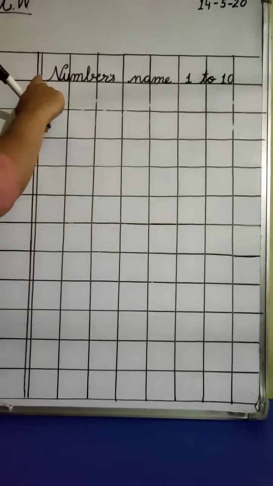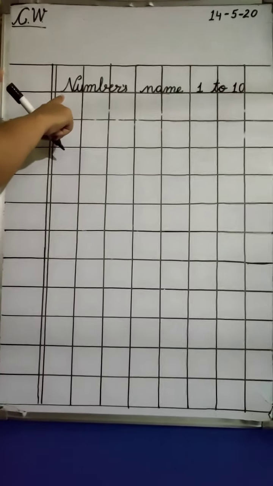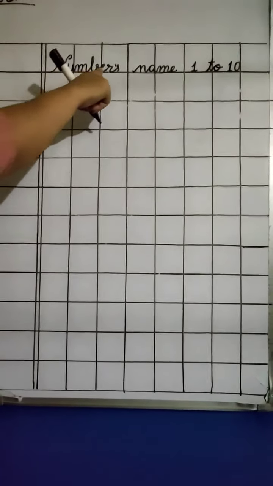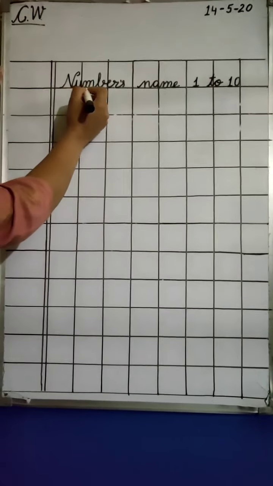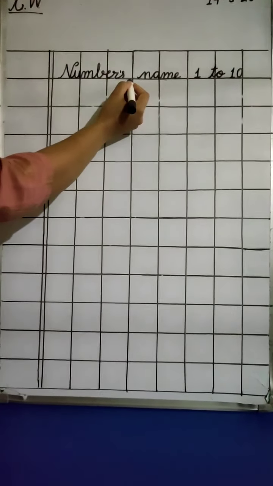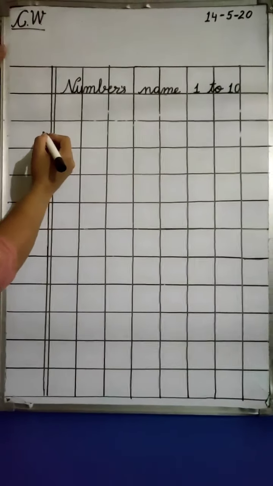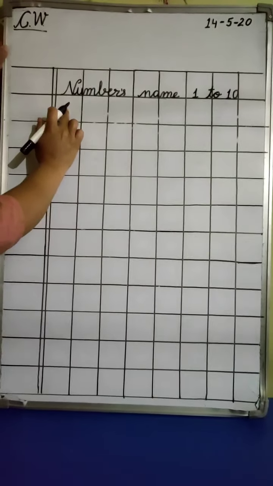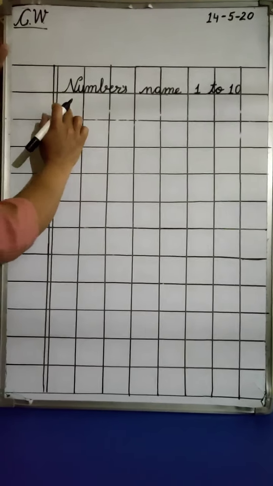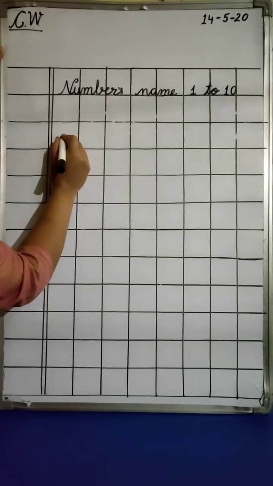This is the box, and this is another box. And how I am writing English words in the maths notebook, you are to write like as. Okay, you will use the down line of the box. You will touch numbers with the down line. Okay, let's start. Numbers name 1 to 10, and now you will leave this line. Okay, you will skip this line. Now 1.